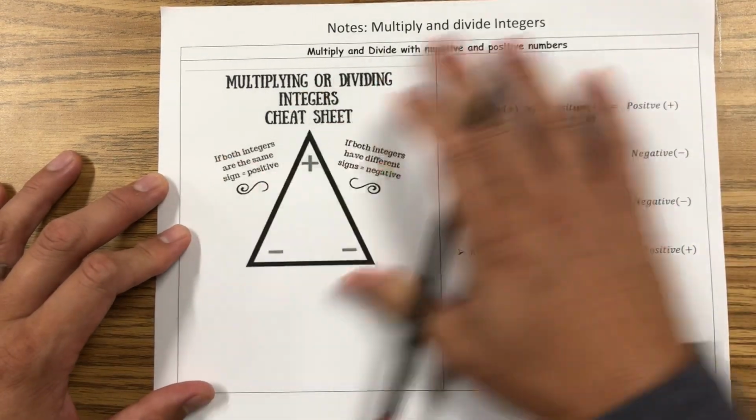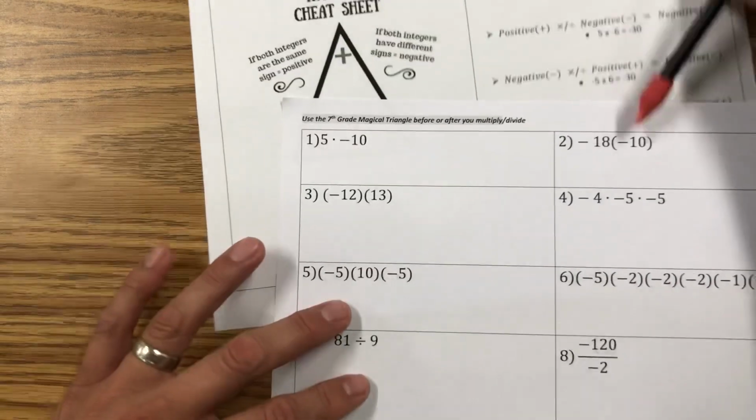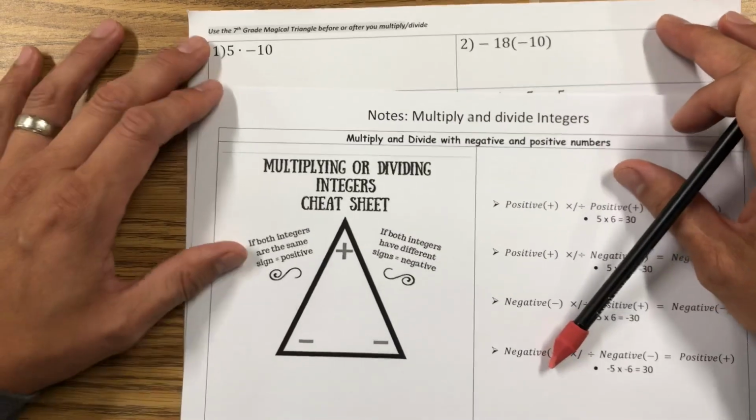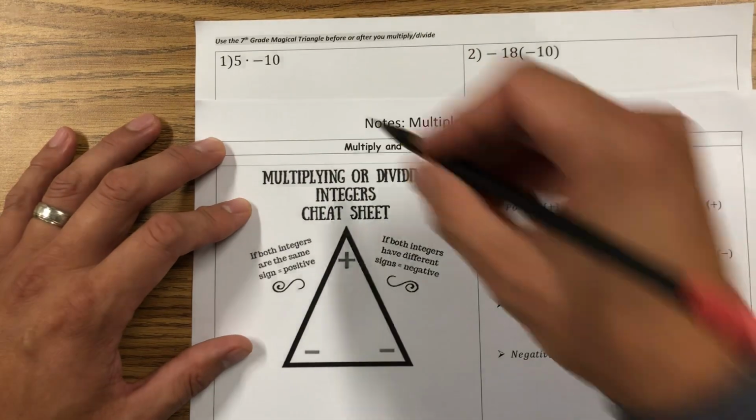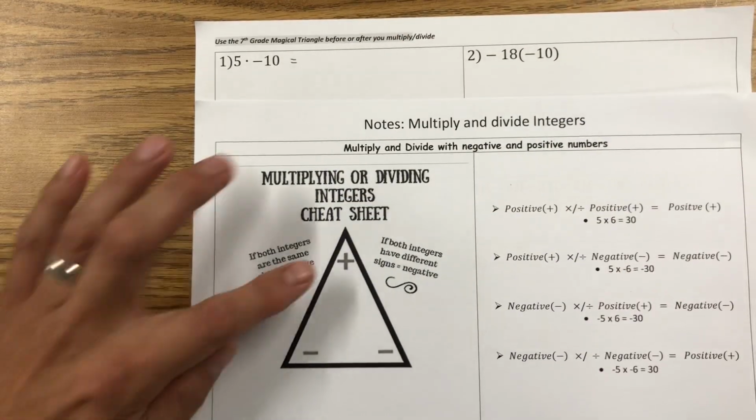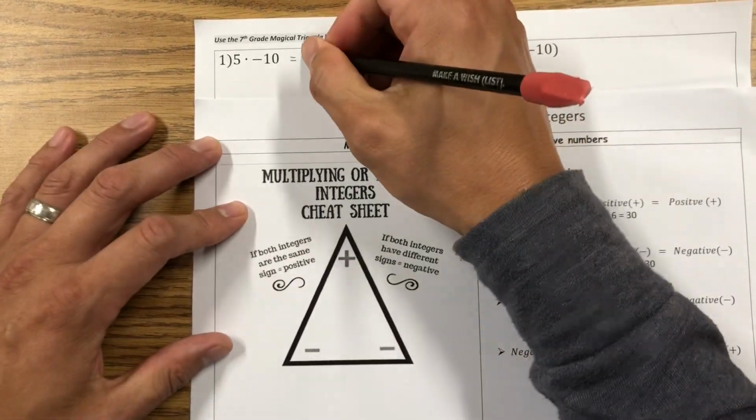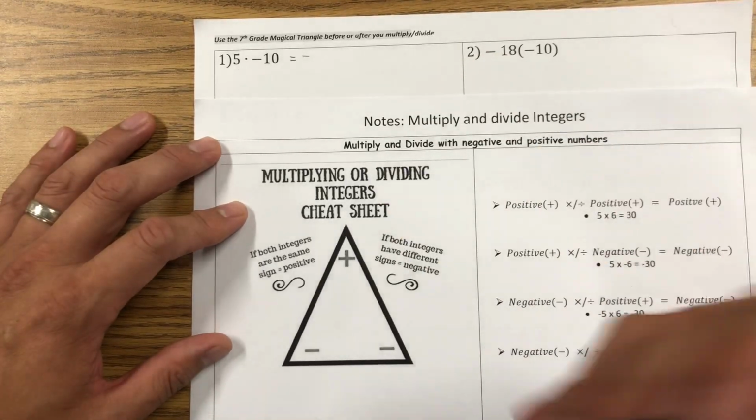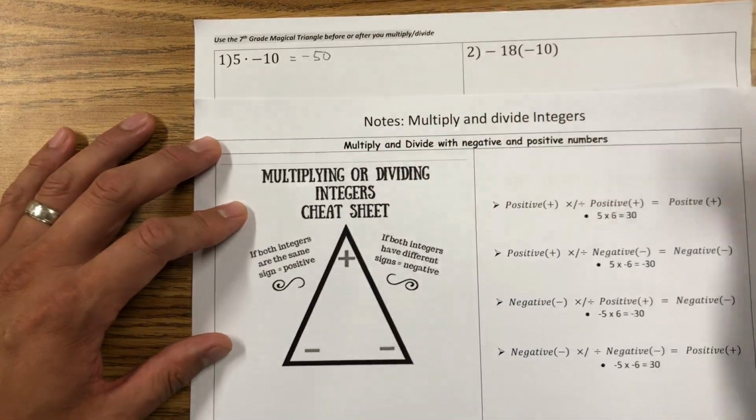So again, let's go ahead and do some problems. I'm going to put this one over here just in case we need it. All right, the first one, positive times a negative. If I were you, I would put the sign first. I know it's a negative answer, so I put it first, you see? And then I'm going to just go ahead and multiply. Ignore the negative. 5 times 10 is 50, but my answer is negative 50.